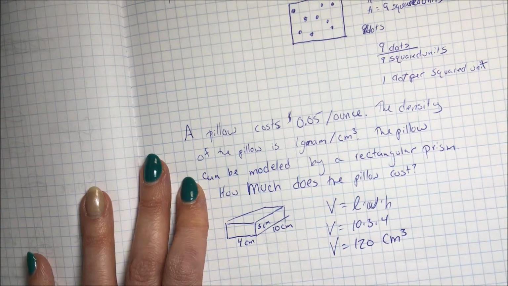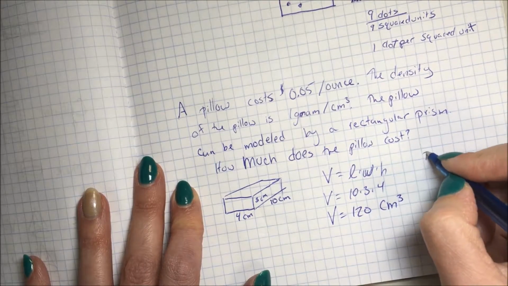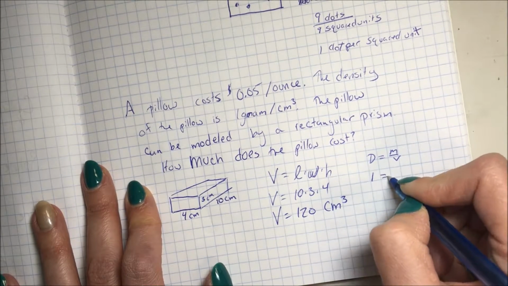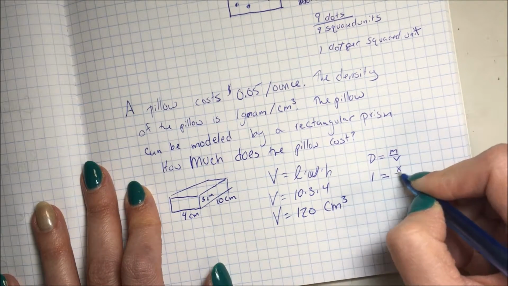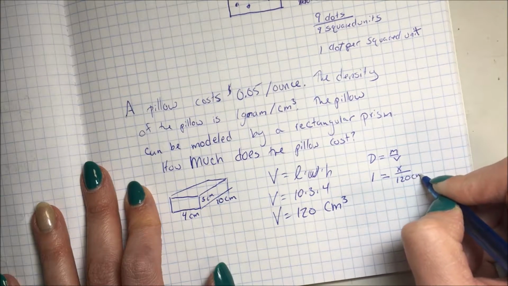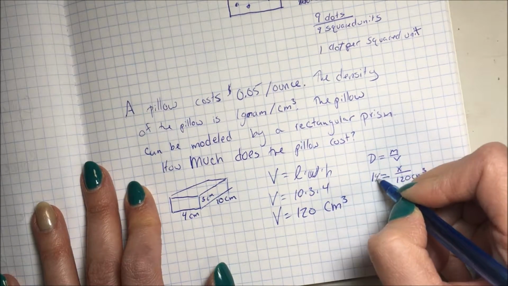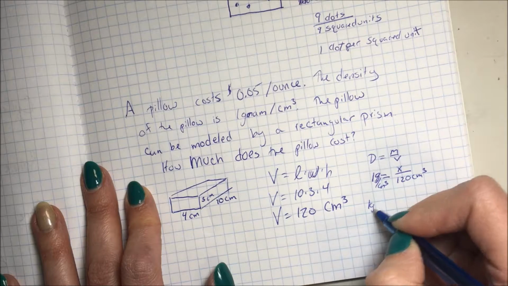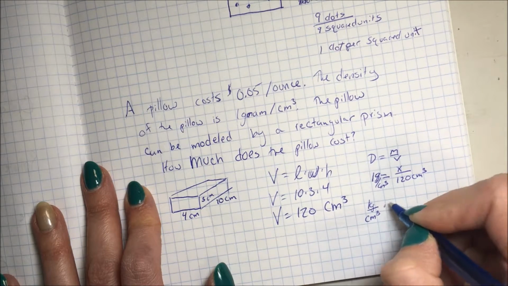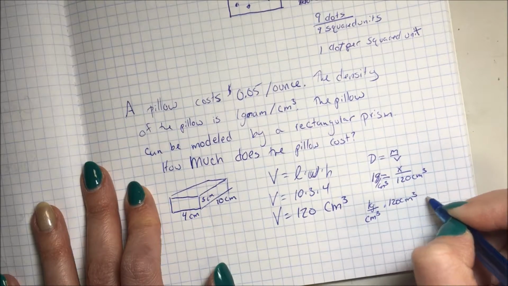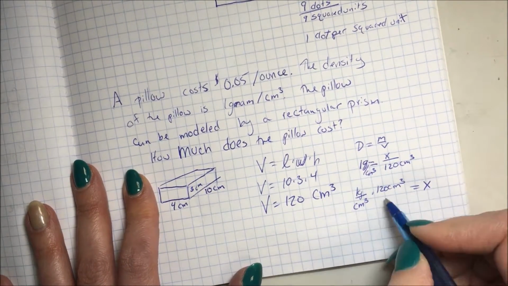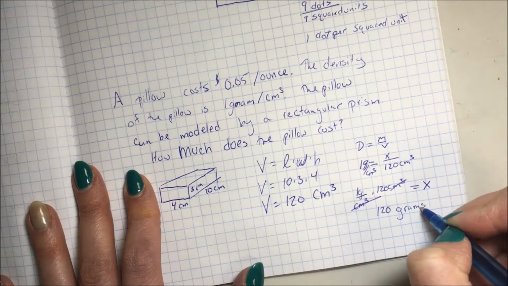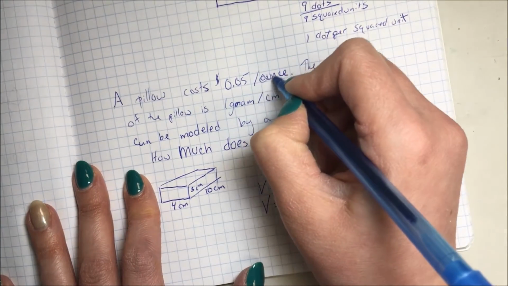Now I need to find the weight of the pillow. How much does the pillow weigh? I know that density equals mass over volume. I know the density is 1 gram per cm cubed, the mass I don't know, and the volume is 120 centimeters cubed. So when I cross multiply, I have 1 gram per centimeter cubed times 120 centimeters cubed equals my weight. My units cancel, and I'm left with 120 grams as my weight.